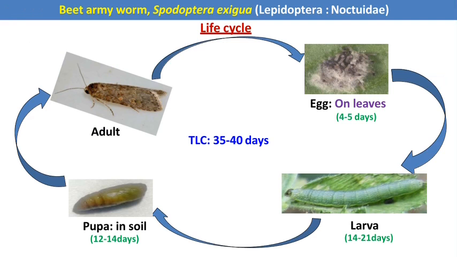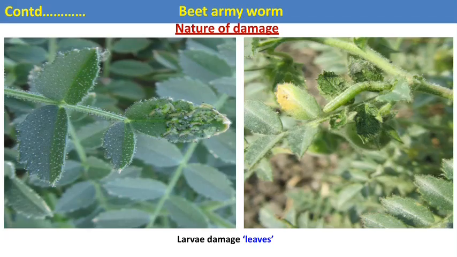The next pest is the beet armyworm, Spodoptera exigua. This is also a Lepidoptera pest. After male-female mating, the female moth of Spodoptera exigua lays eggs in masses on the surface of the leaves, and after hatching from the eggs, the caterpillar emerges. It is totally greenish in color. Then the larva goes into pupation, and pupation occurs in soil.